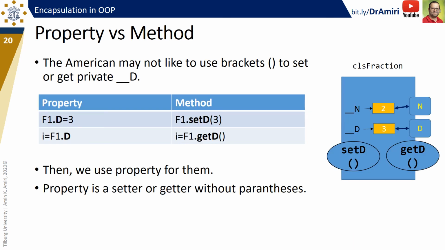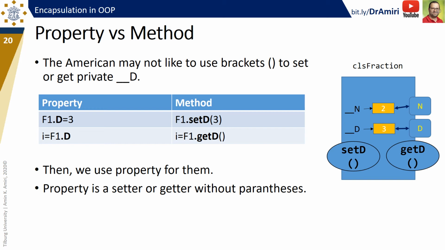So now that we learned about private attributes and methods that set them and get them, called setters and getters, we can learn about property. So you need to know that sometimes the American may not like to use brackets, the parentheses, to set or get a private d. So he doesn't like brackets, but he just wants to use simple d and n to do that. But behind the scene, we need to be able to do data adjustment and data validation.